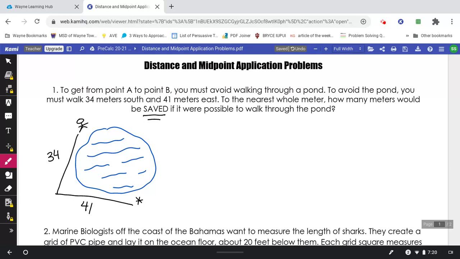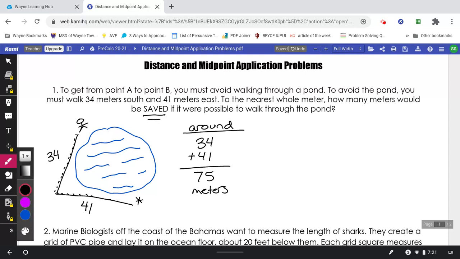So first of all, I have to think about how far it is to walk around the pond. Well, that's pretty simple. I just walk this way, 34 meters, and then 41 meters, and I add those together, 34 plus 41. That gets me 75 meters if I have to walk around. So what the question is asking is how many meters would be saved if it were possible to walk through the pond? So now I have to think about walking through the pond.